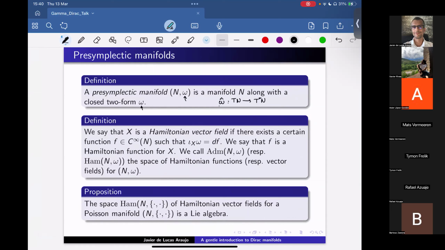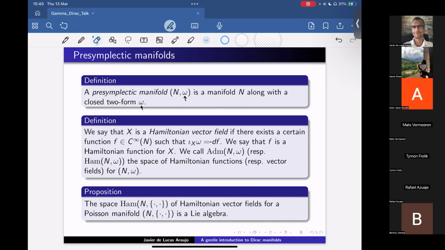It is required that the image of this will always have, at every point, if you pick up an x, the same rank for every x. And this is said that omega is regular. So this is a technical condition. Sorry, it should be a minus. And this is a presymplectic form.